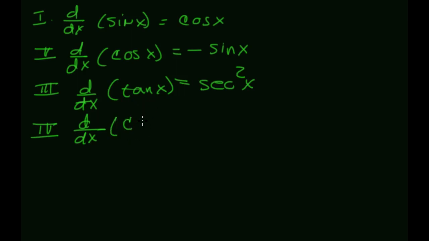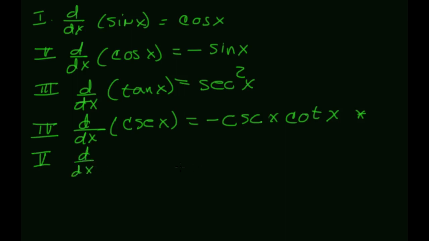So if I have the cosecant of x, this actually becomes the negative cosecant of x times the cotangent of x. That's a tough one to memorize, but it doesn't come up frequently. These last three do not come up frequently on the exam. If they do, and you know them, wonderful. If you don't, you may want to be able to derive them at least.